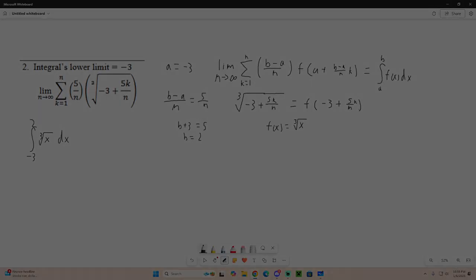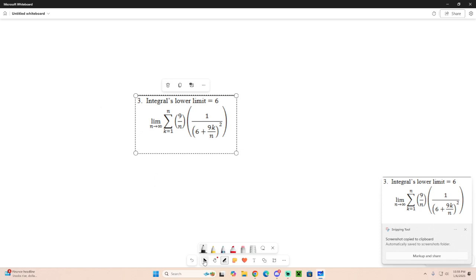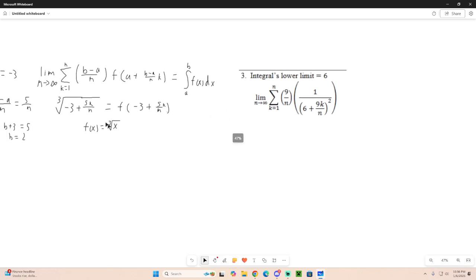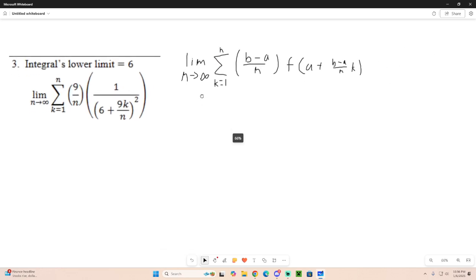Alright, last one where we're converting from summation to integral. We have this one right here. And I'm just going to copy this over. Look, lower limit equals 6, guys. That means a equals 6. Yes, a equals 6.